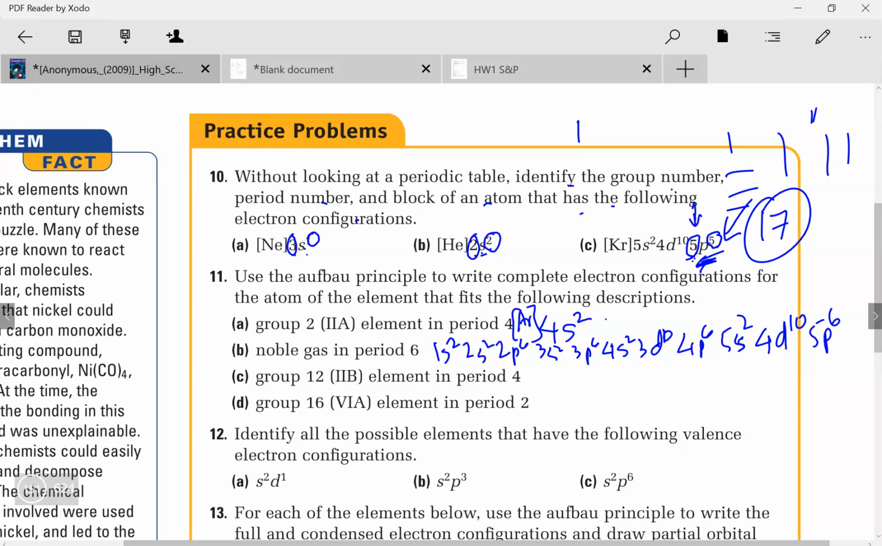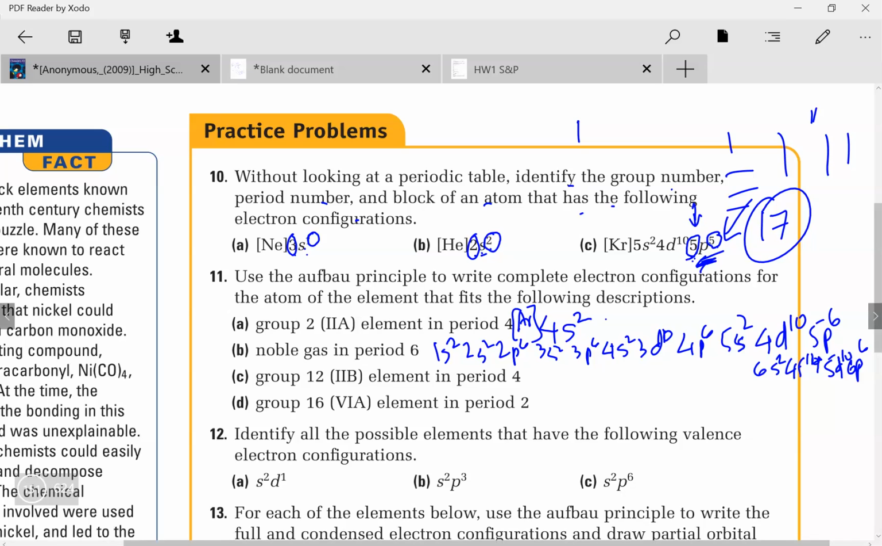So this is still in period 5, so I still have to continue by doing 6s2, 4f14, 5d10, 6p6. That is the complete electronic configuration of a noble gas in period 6. I won't ask you to do that on a test. Obviously, you'll have access to your periodic table, so that's not much of a challenge, realistically.